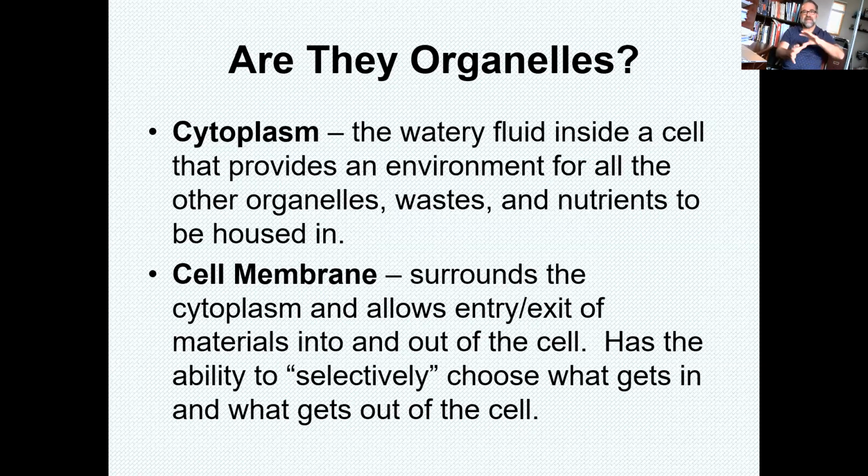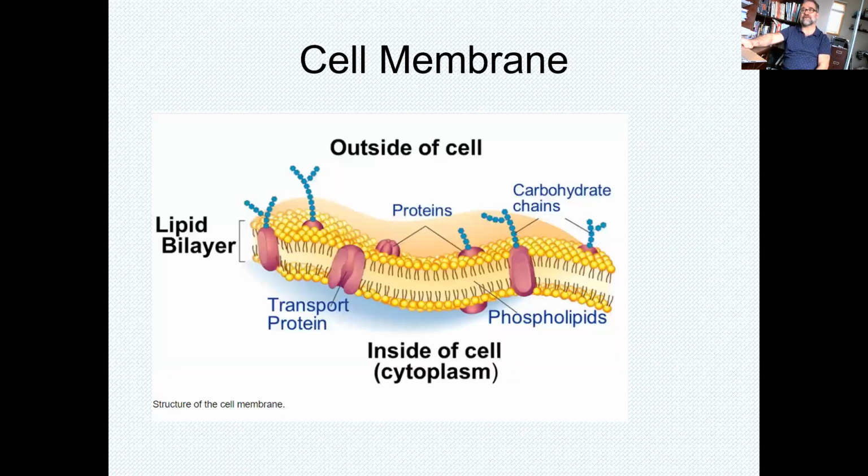The cell membrane protects and keeps everything that's supposed to be in the cell inside the cell. And it also keeps everything that's supposed to be on the outside of the cell out of the cell, while at the same time allowing certain things to come in and come out. We call that selectively permeable. Only certain things are allowed in.